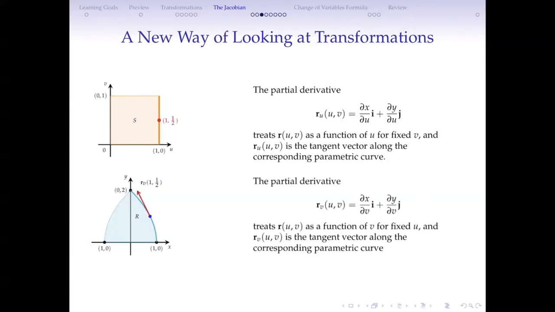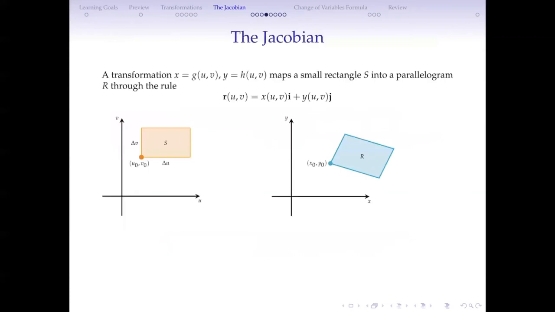Similarly, I can think of this derivative r sub v as follows. I now look at v changing for fixed u. In this case, u is 1, and as v varies, I trace out this curve. So the derivative r sub v evaluated at u equals 1, v equals a half is just going to give the tangent vector along this curve. So these derivatives tell me how the function r of u and v changes if you change one of the coordinates. That's going to help us understand how areas change under a transformation.